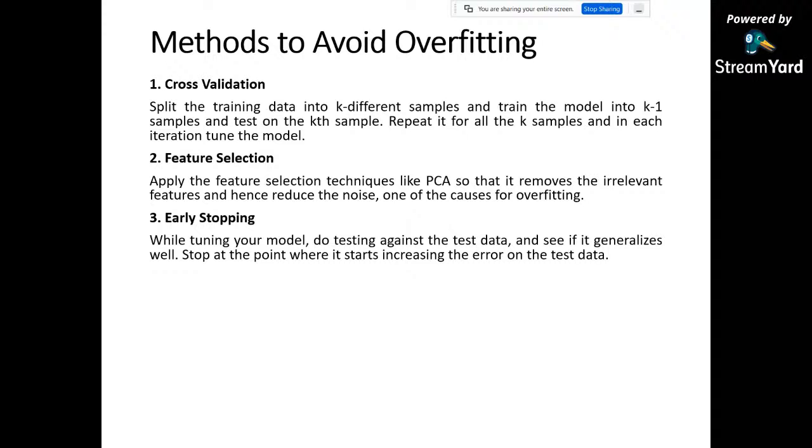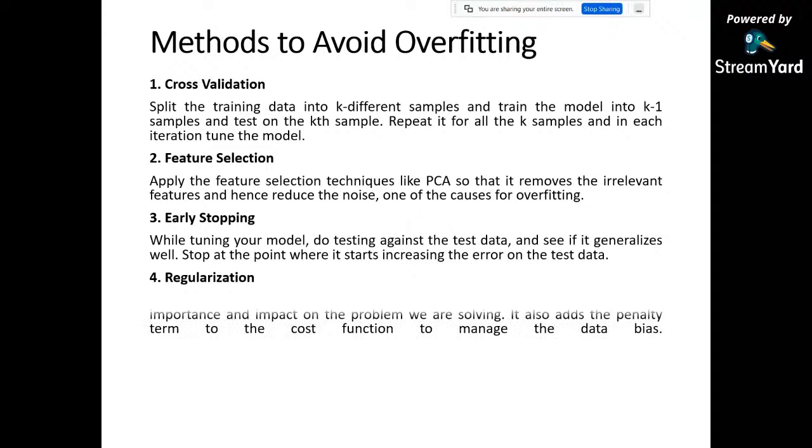So you do the training and you keep on doing it, and you stop at the point where the error starts increasing again. That's where we say early stopping. While tuning your model, do testing against the test data and see if it generalizes well. Stop at the point where it starts increasing the error on the test data.